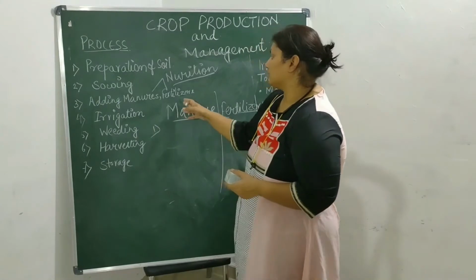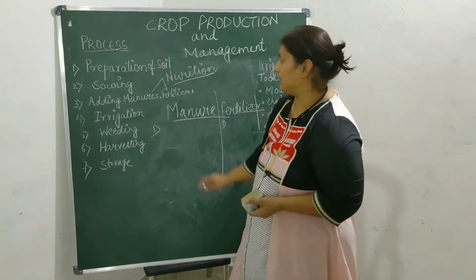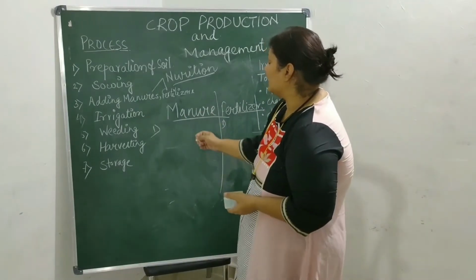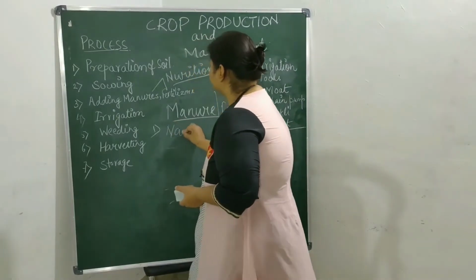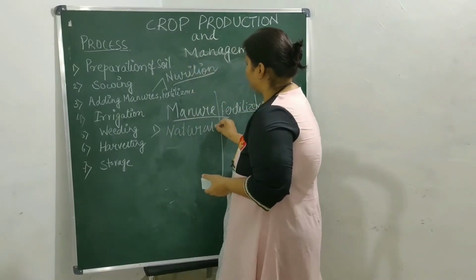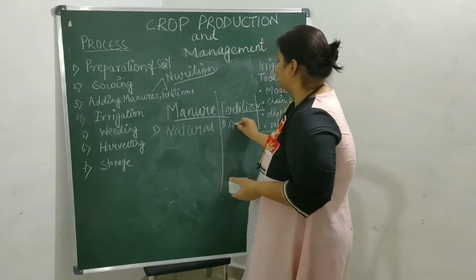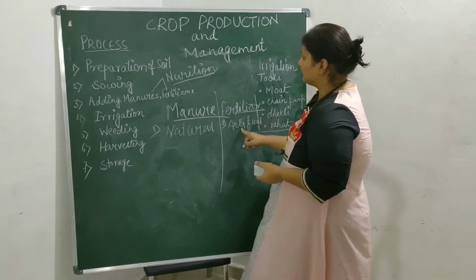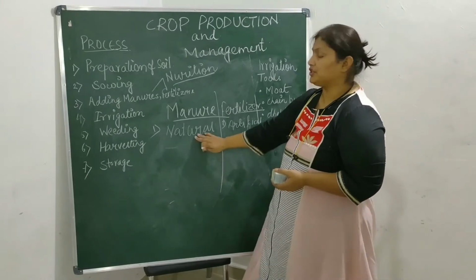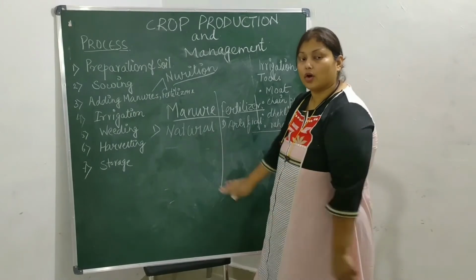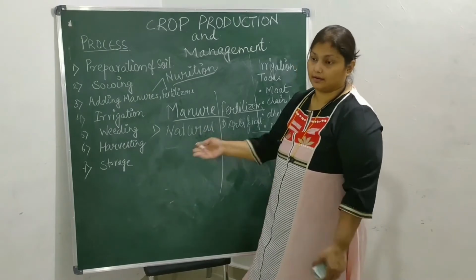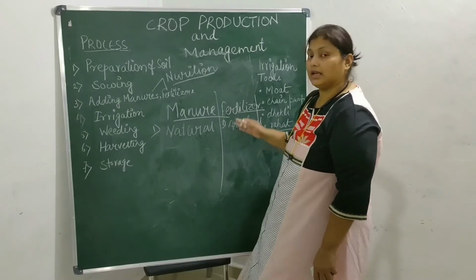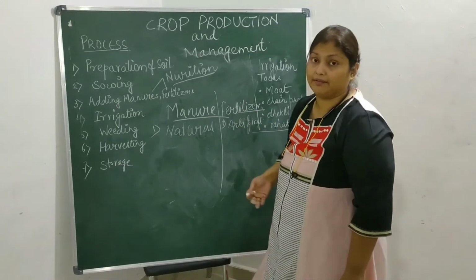So now come to the manure and fertilizer. What is a manure and what is a fertilizer? I already told you. So now the difference between the manure and the fertilizer. Number one, manure is natural and fertilizer is artificial. Nature made manure, and microorganisms are involved in decomposition and fermentation. In fertilizer, no microorganism is involved. It is produced in a company, in a chemical factory.